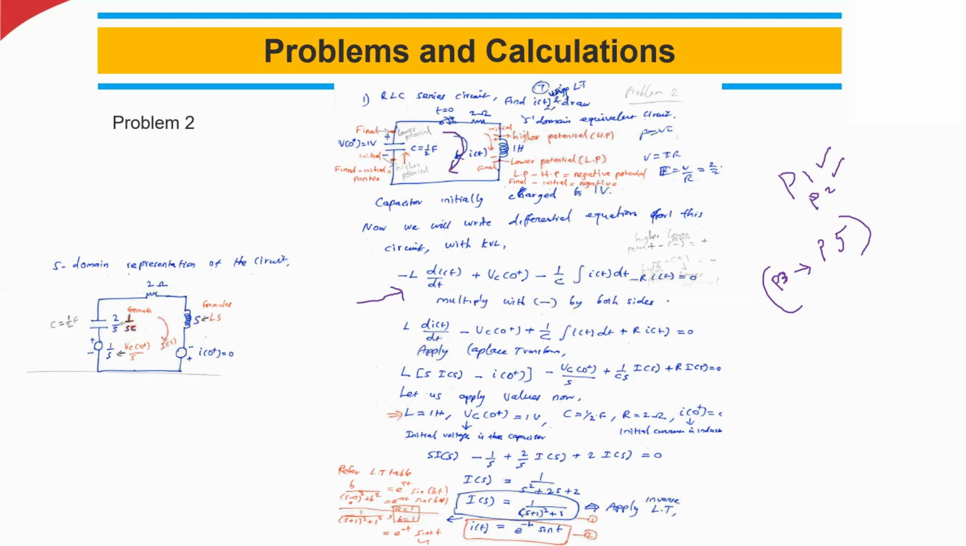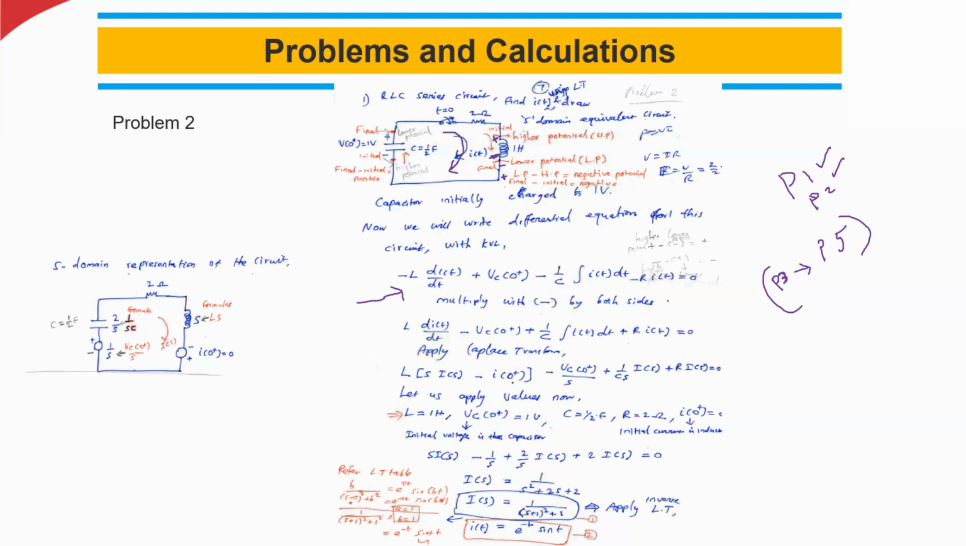So minus L times di of t divided by dt, and the initial voltage of the inductor always has the opposite polarity. So if the overall polarity is plus and minus like this, the initial voltage source of this inductor will become minus and plus. So this is for the capacitor. For the capacitor, it's going to be definitely minus, and we have plus 1 divided by C integral of i of t dt plus R i of t.